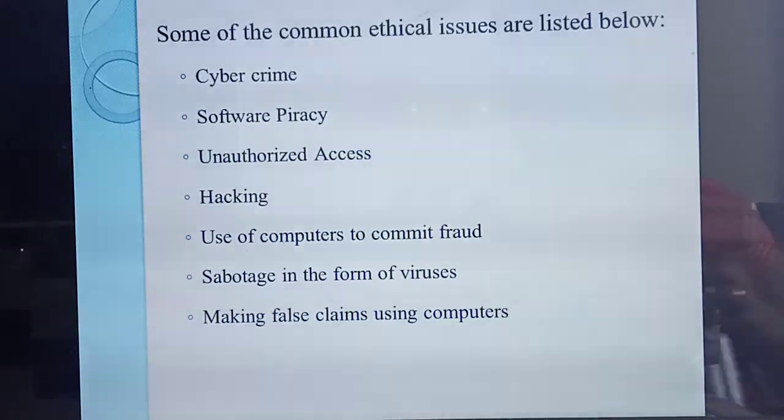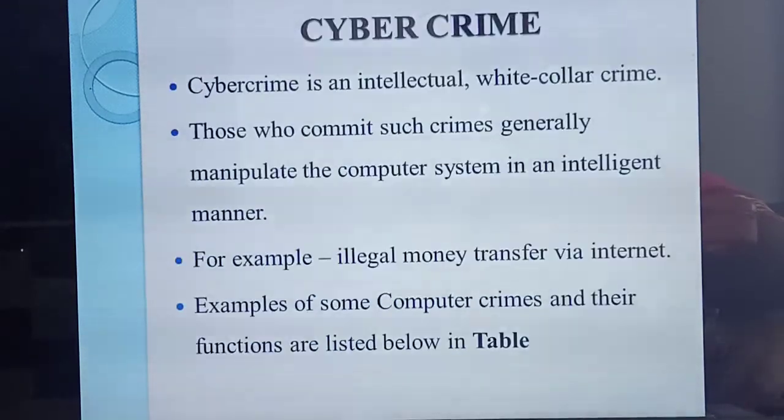First one is cybercrime. Second one is software piracy. Third one is unauthorized access. Next one is hacking. Then use of computers to commit fraud. Then sabotage in the form of viruses, and making false claims using computers. Sometimes they will ask a 2 mark or 3 mark question on this, so these are important. These are the common ethical issues you face while using the internet.